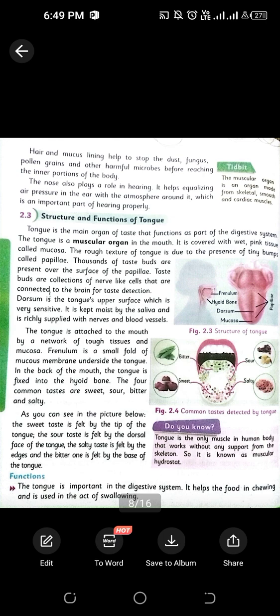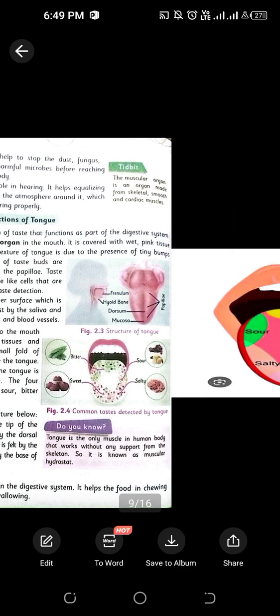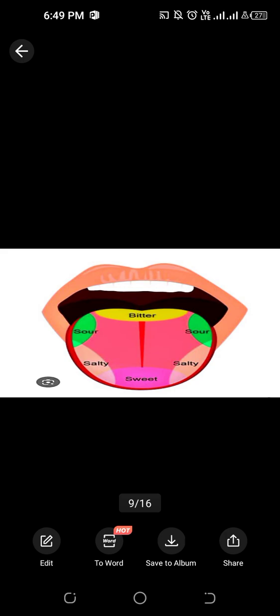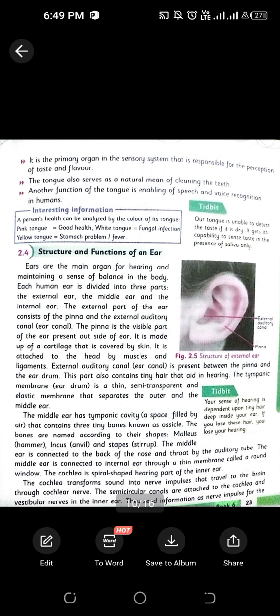Now, the function of tongue is important in digestion. It helps in chewing of the food, and it helps in the swallowing of the food, as well as it identifies the taste of the food. Okay. The tongue also serves as a natural means of cleaning the teeth. Okay. Then we have structure and function of ear.